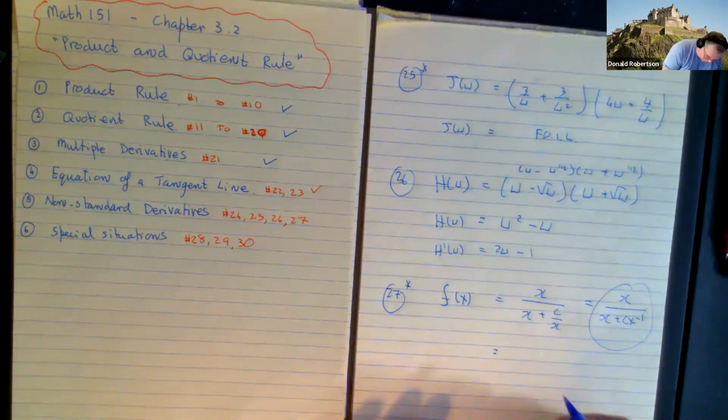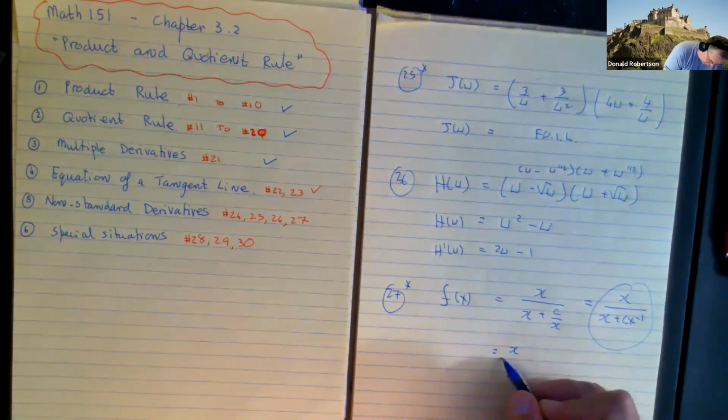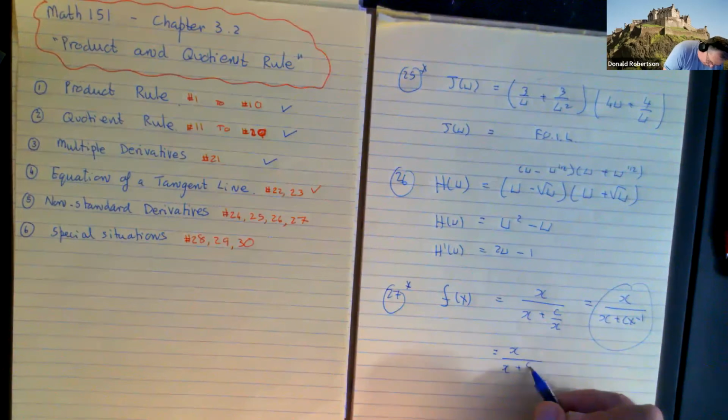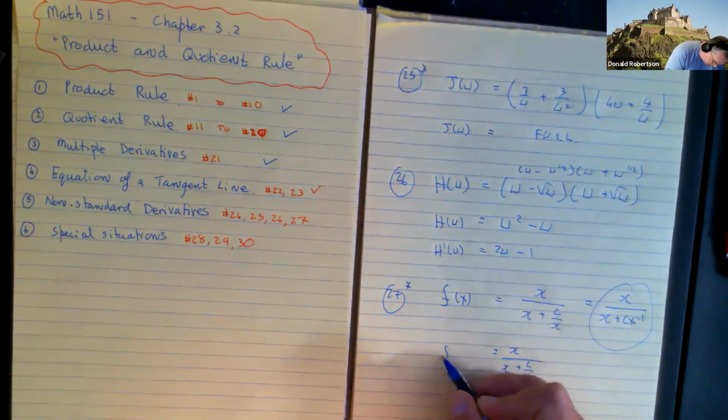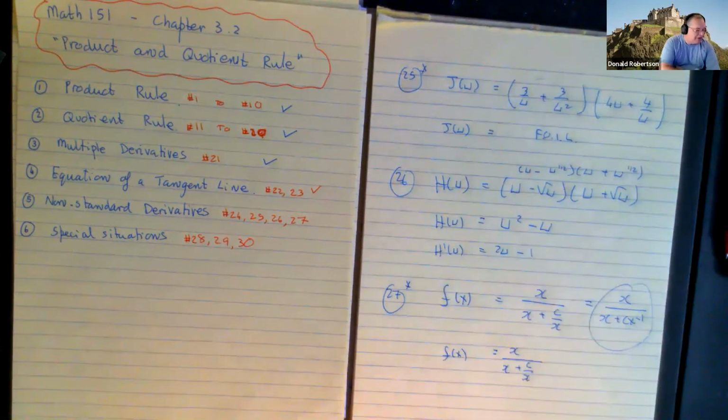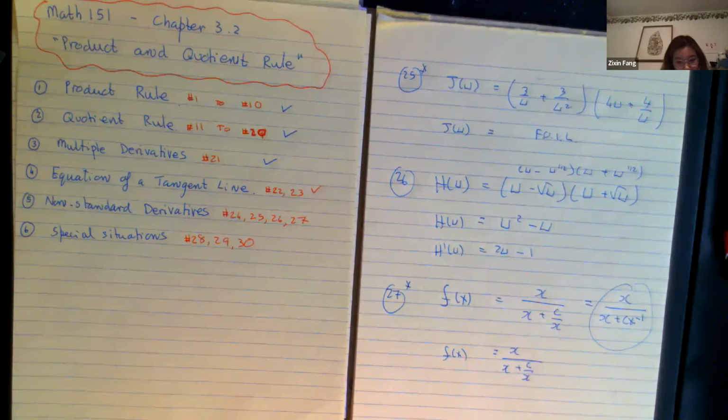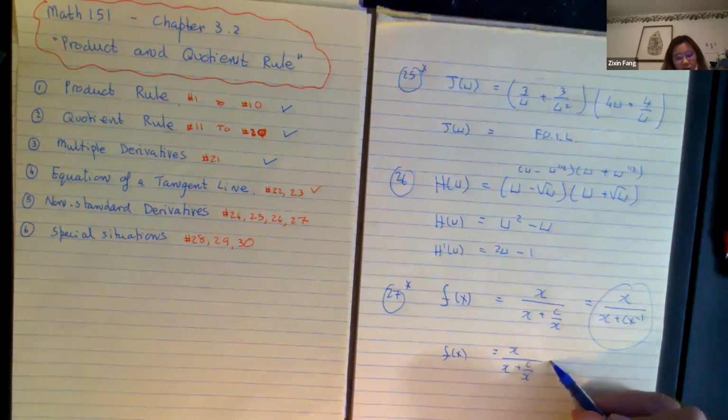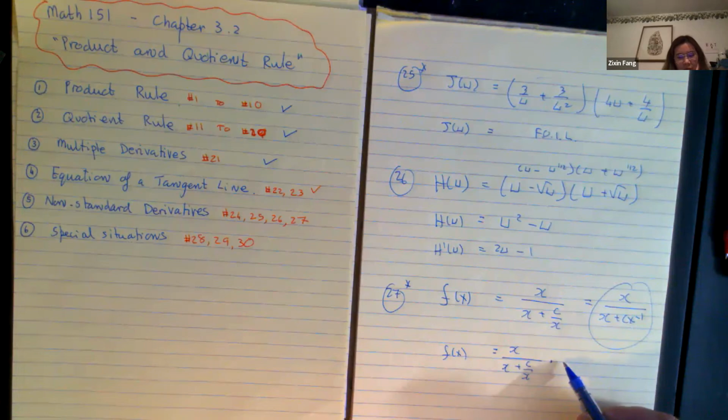Is there any other approach to changing what this looks like to make it easier to differentiate? Any ideas? The denominator, change it all to the -1 power.